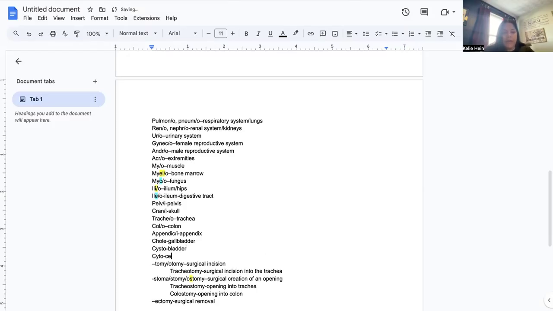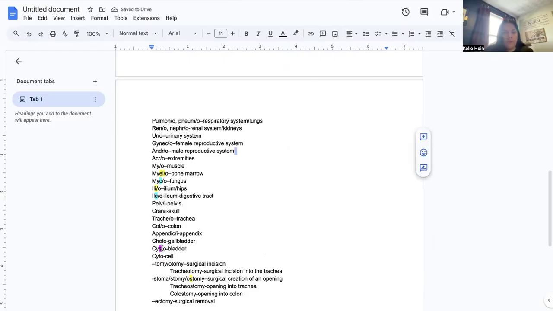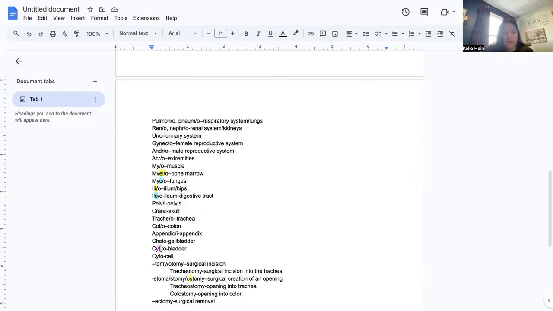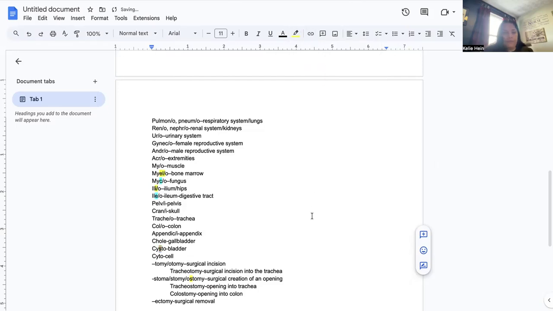Here's another good example. Cyto, cell. You see how one letter, okay, so cysto with an S. You can't see that with that color. Let me change my highlight color. Cysto with an S is going to be bladder, okay? Cyto with no S is cell, right? I said earlier leukocyte, right? So leukocyte, let's put that down here. Leukocyte, what's a leukocyte? Put them together.